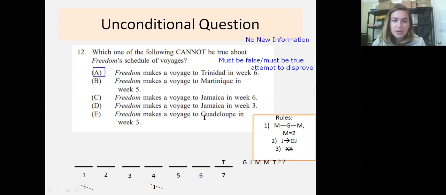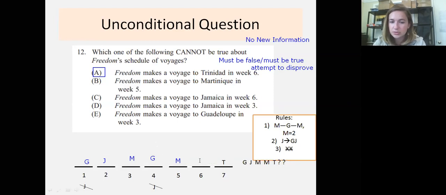can be eliminated. So for answer choice B, if we're making a voyage to M in week 5, then what I want to do is try to prove that that is actually okay, that that can be true. So I'm going to put M in week 5, and I'm going to try to follow the rules and create a board that works. And this is kind of haphazard, like I'm just doing it as I go. I know I need to have this MGM string, so I'm going to go ahead and throw those up there. Let's see, I need to use every single letter, so I'm going to put a J in 2. I'm going to put a G before it, not because it has to be there, but because it can be.